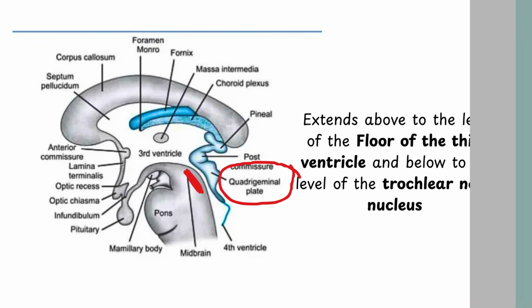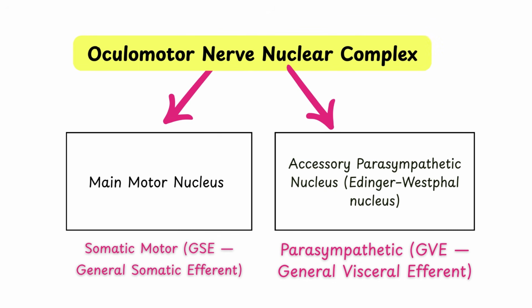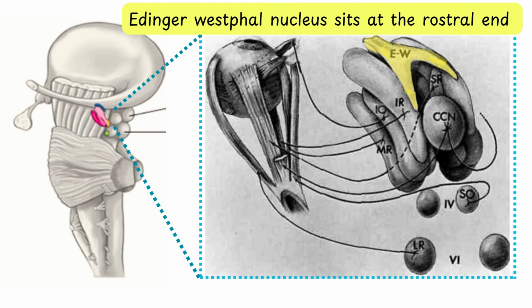After knowing the location, let's look at the nuclear anatomy. The oculomotor nuclear complex has two main parts. The main motor nucleus, which gives rise to the somatic motor efferent fibers as we discussed, and the accessory parasympathetic nucleus, the Edinger-Westphal nucleus, which gives rise to the general visceral efferents. This is a zoomed image of the nucleus. The Edinger-Westphal nucleus, which supplies the parasympathetic fibers, sits at the rostral end of the nuclear complex.